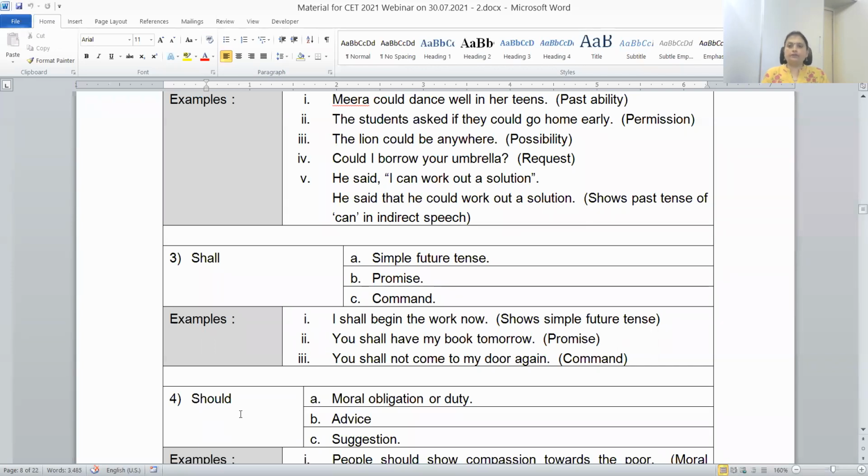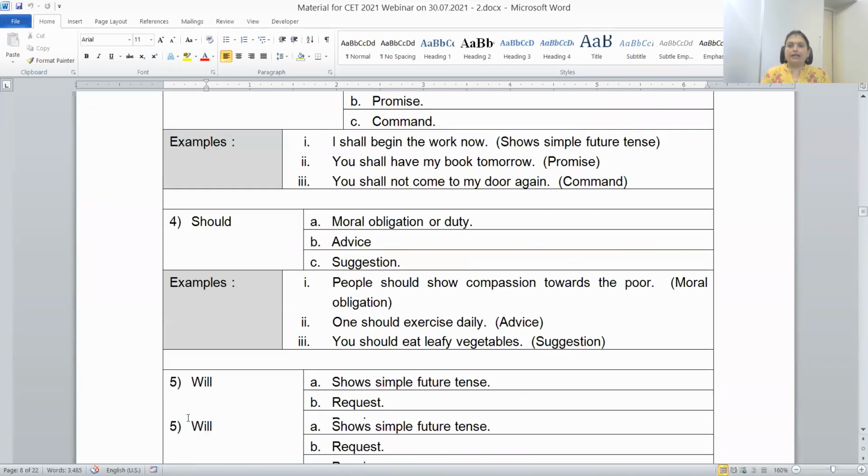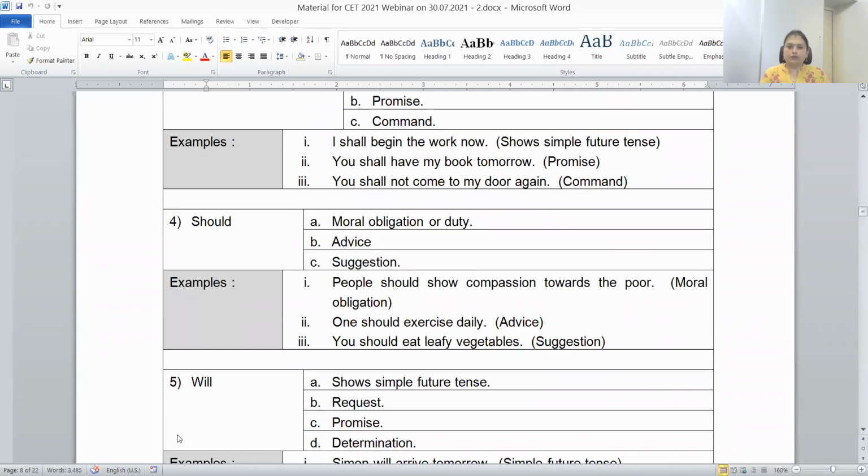All right. Now let's go on to number 4. Should. Children, should. First function is moral obligation. So children, moral obligation means, you know what, your duty. In Hindi we say kartavya, your duty, something that you should do. Not because somebody is telling you to, but you must want to do it. It should come from your inner self. So should, first function is definitely moral obligation or duty.